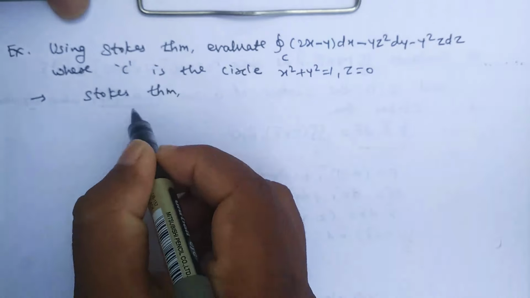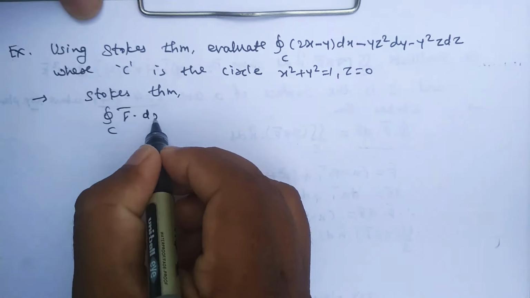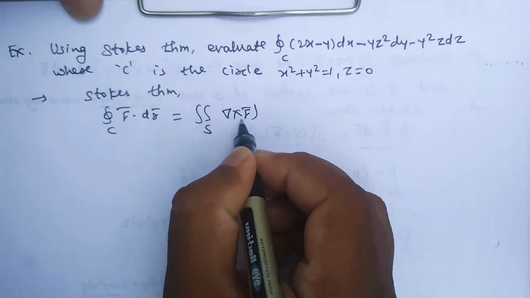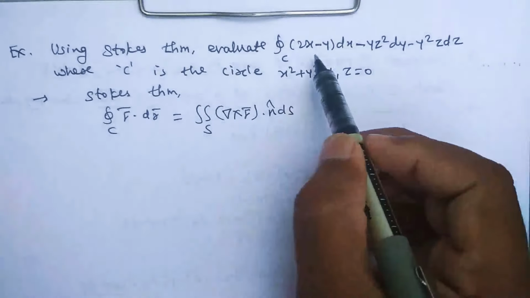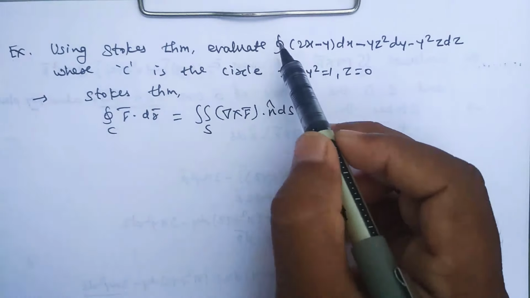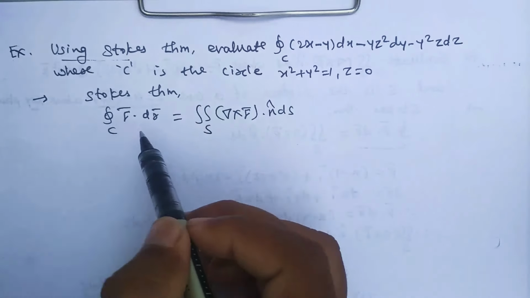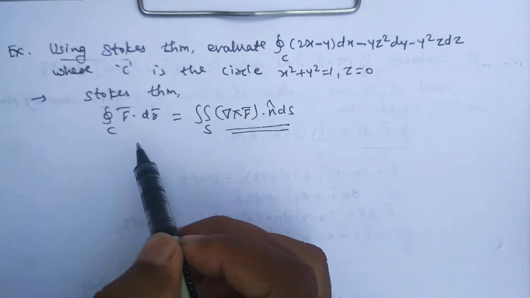What is Stokes theorem? The closed line integral over C of F̄ · dr̄ is equal to the double integral over surface S of (∇ × F̄) · n̂ dS. Now here in the question we have to evaluate the line integral over C, and also we have to use Stokes theorem. That means by using Stokes theorem we are going to evaluate this.